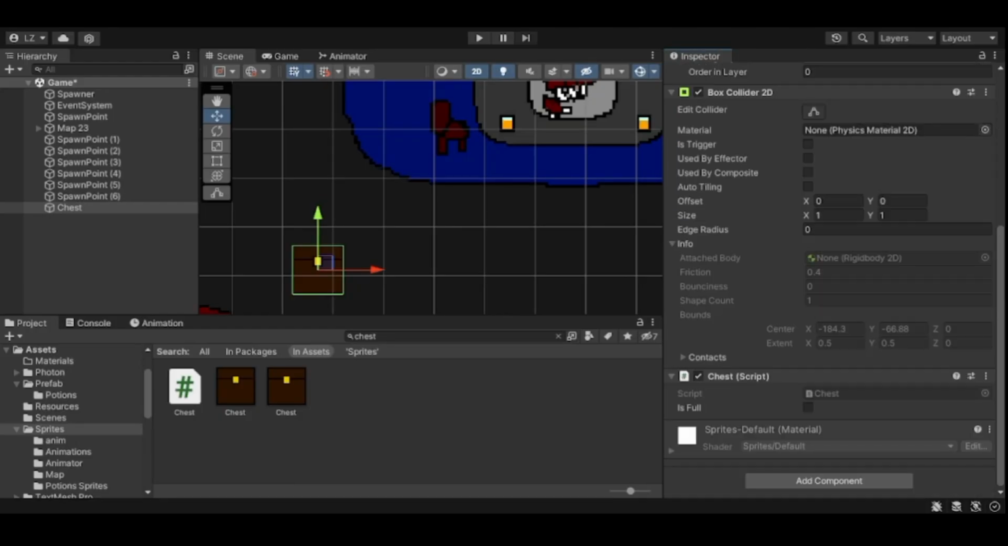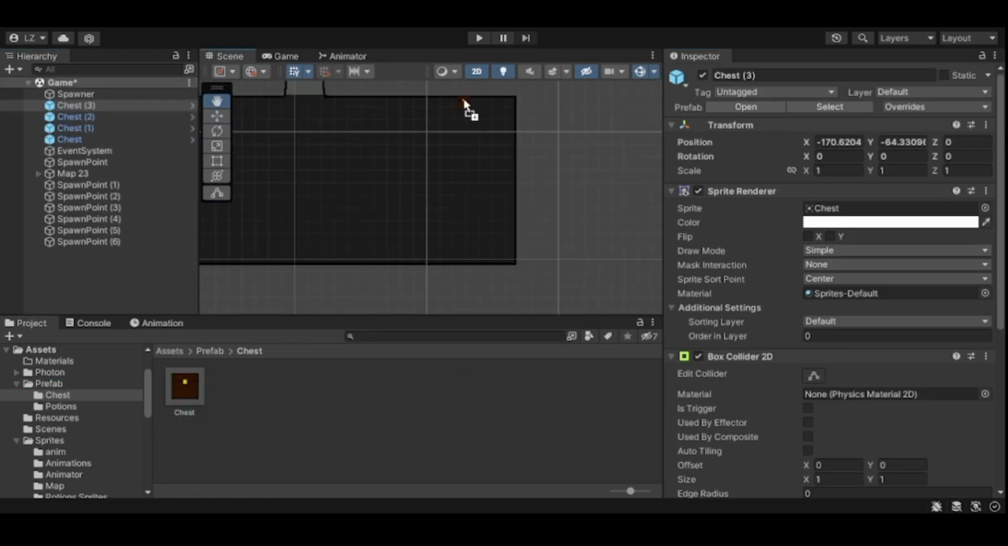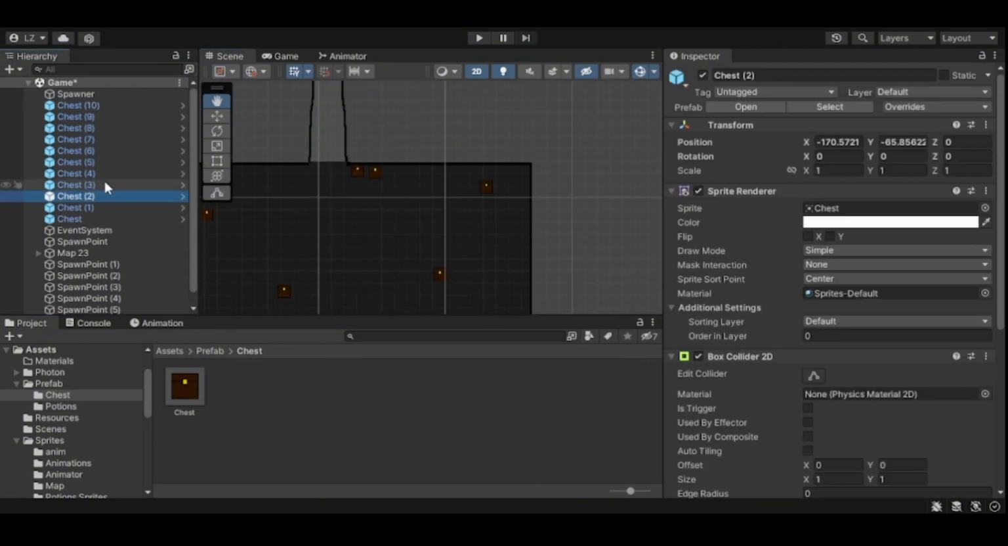Day 3. Adding an extra layer of strategy, I introduced chests throughout the game, which contain potion ingredients, encouraging exploration and strategy.